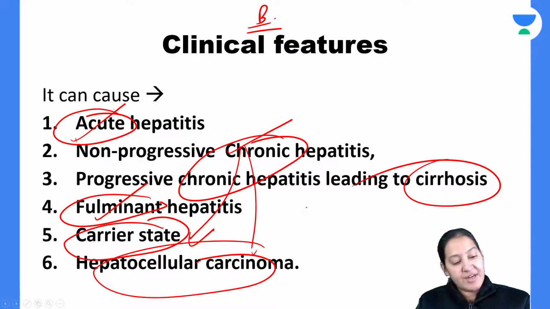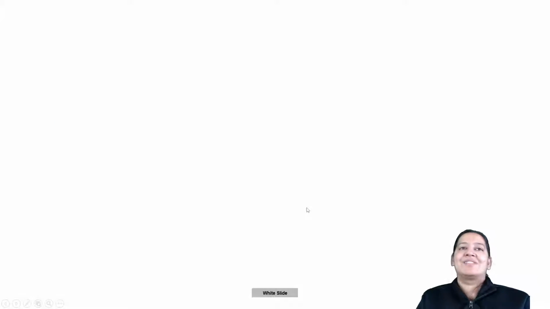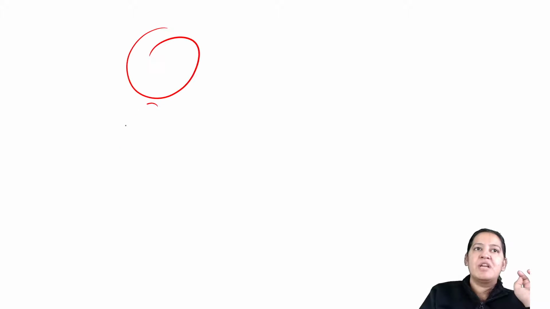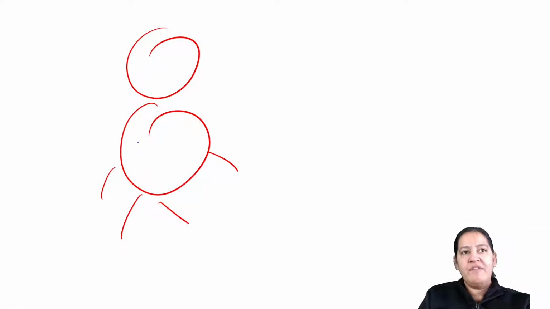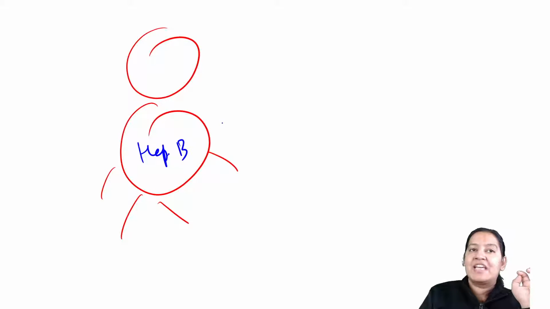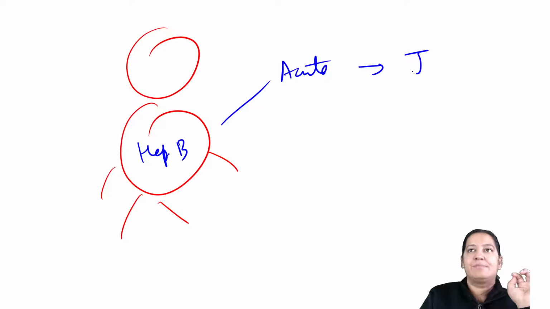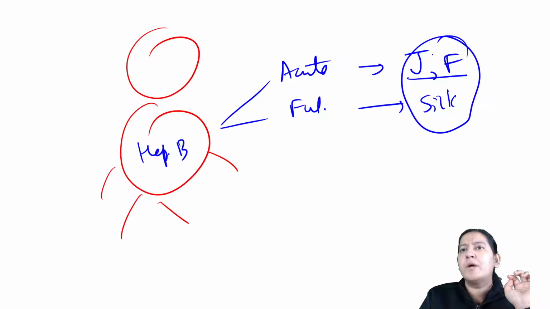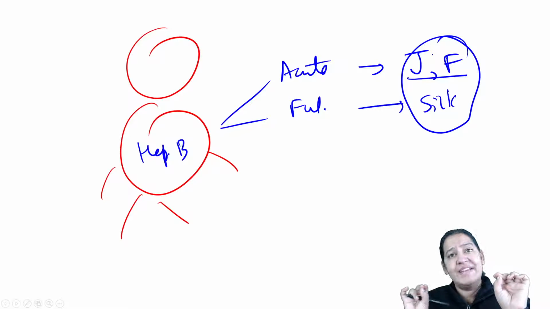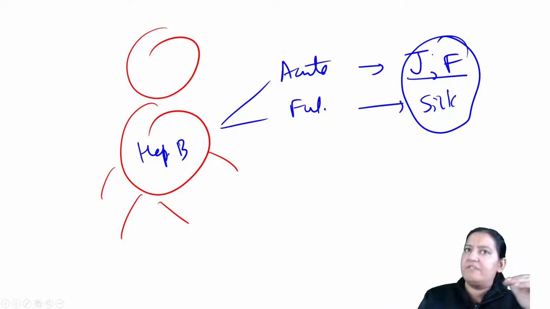So patient can come to you at any stage, right? So this is the patient with hepatitis B. Now you don't know whether the patient is having acute infection. If acute, the patient's symptom will be jaundice. Patient will come to you with jaundice and fever. If the patient is having fulminant, he is very sick. Along with jaundice, he is having multiple problems and the patient is really deadly, right? That is fulminant, the most severe form of acute.